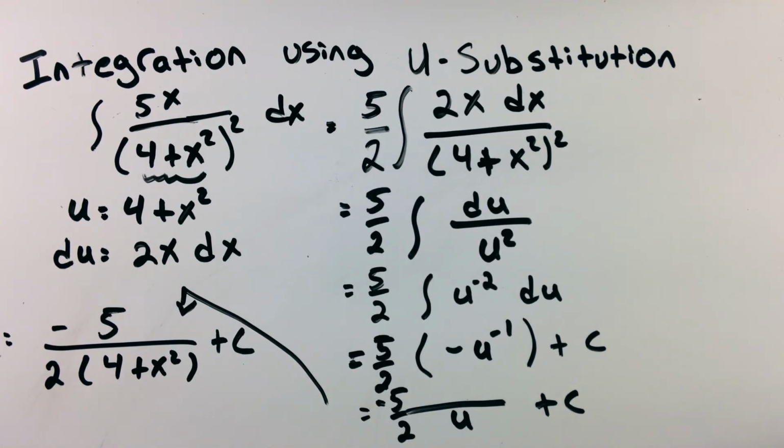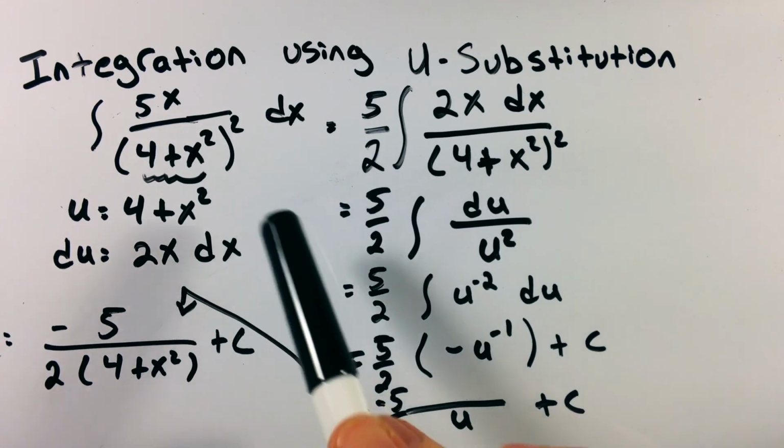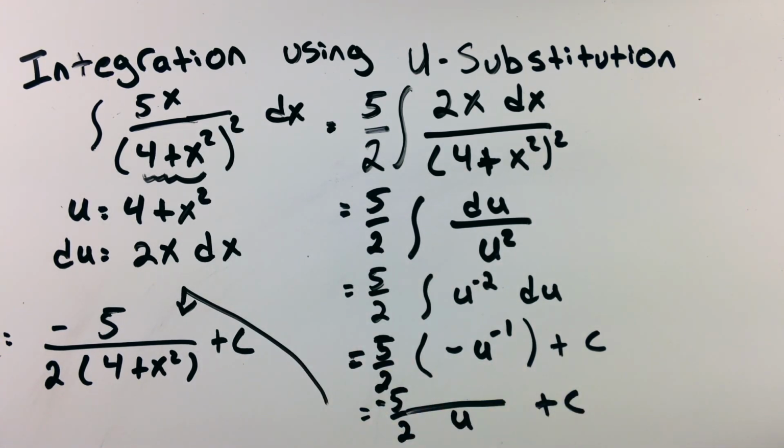And of course you could simplify that out and distribute that 2 to both parts, but you now have the integral of your original function. We could test this to see if it is the right integral by taking the derivative of this function here, which would give us that 5x over 4 plus x squared, all squared.